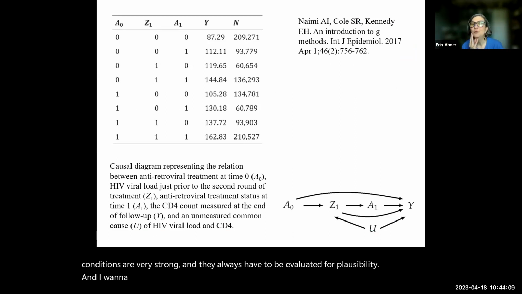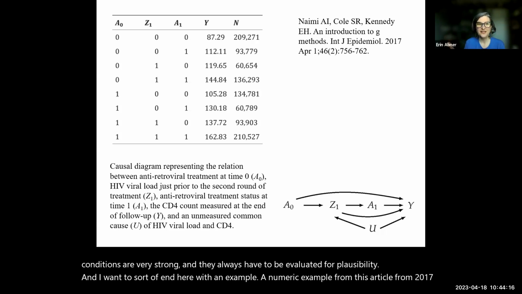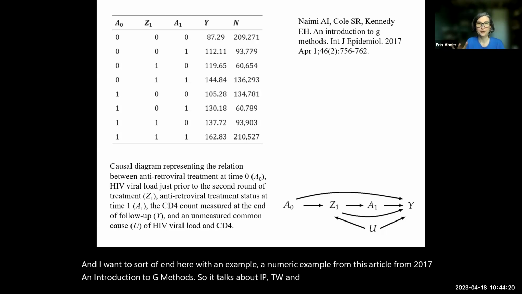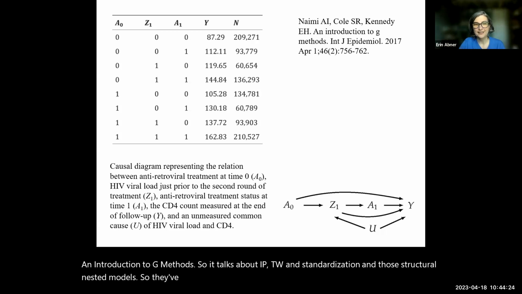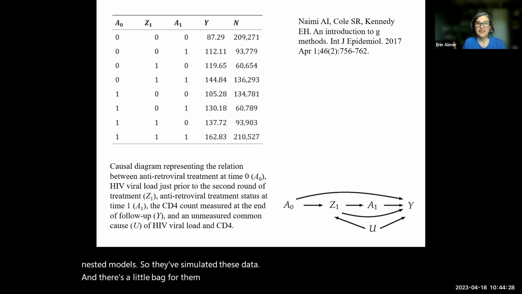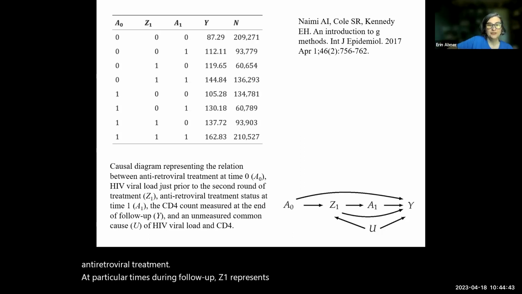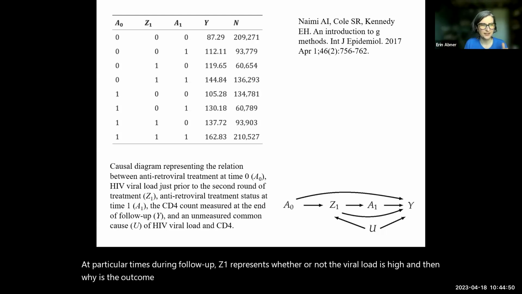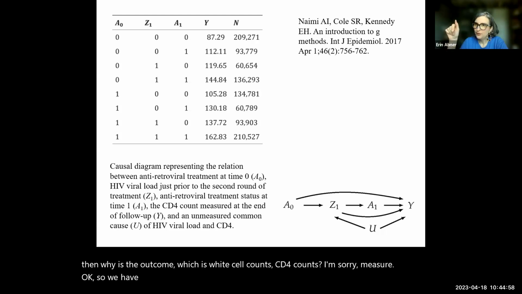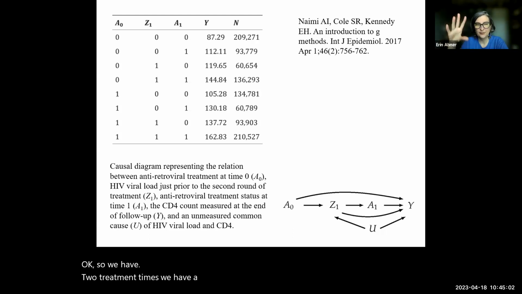And I want to sort of end here with an example, a numeric example from this article from 2017, an introduction to G methods. It talks about IPTW and standardization and those structural nested models. So they've simulated these data, and there's a little DAG for them here, but basically A0 and A1 are treatment indicators for antiretroviral treatment at particular times during follow-up. Z1 represents whether or not the viral load is high. And then Y is the outcome, which is CD4 counts, measured. Okay, so we have two treatment times, we have a covariate, and then we have the outcome.